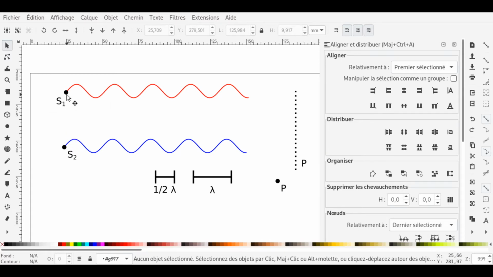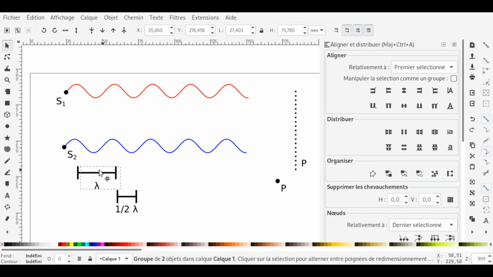I have two sources, and the two of them emit a sinusoidal wave towards the right. This one I put in red, this one I put in blue to differentiate them. Also, I prepared, this could be useful, some distances, a wavelength of this wave.